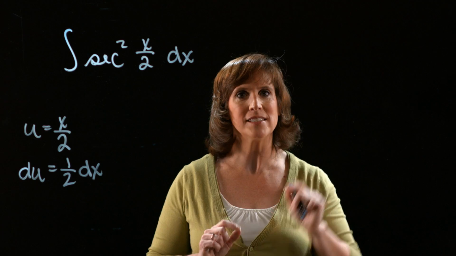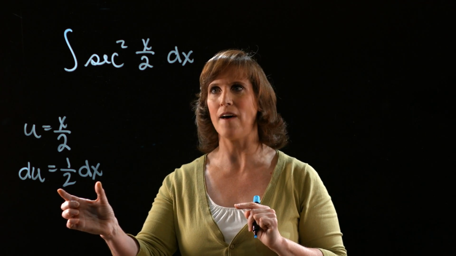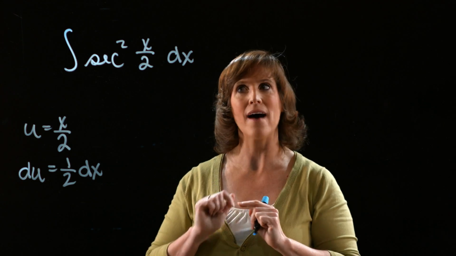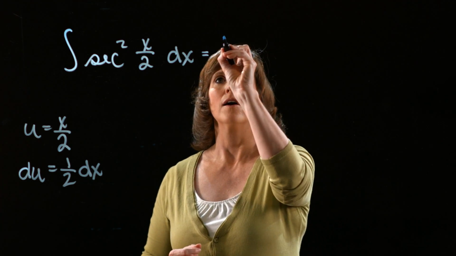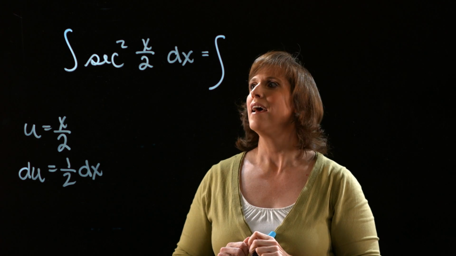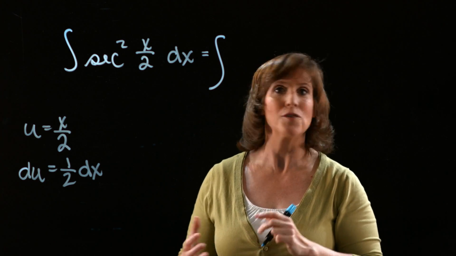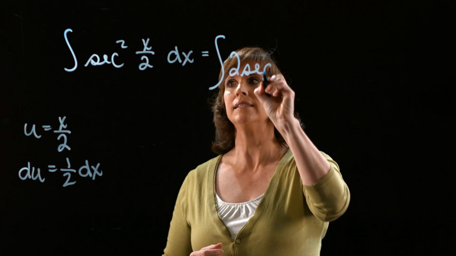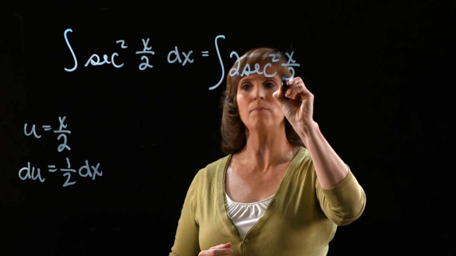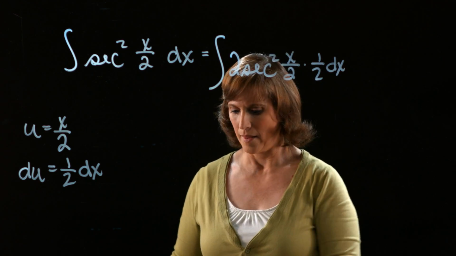Now I mentioned that the constants didn't fit exactly right. Well, this is what I mean. I need a 1/2 in my integrand, and I don't have it. So I'm going to put 1/2 in. In order to do that, though, I also have to multiply by 2 so that I don't change the problem. So I'm going to have 2 secant squared of x divided by 2 times 1/2 dx.